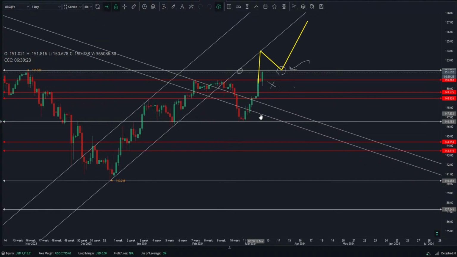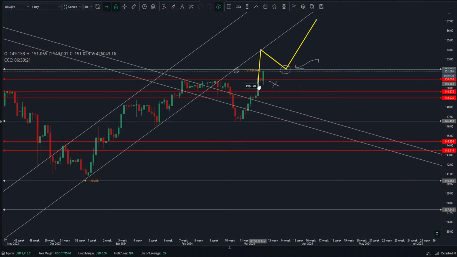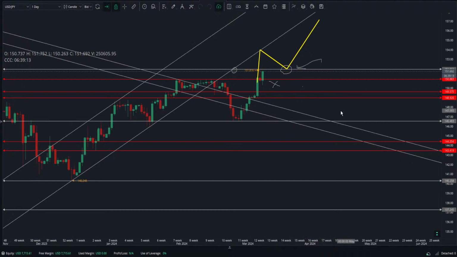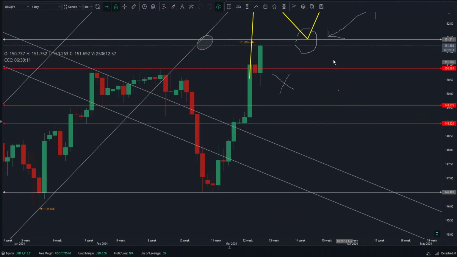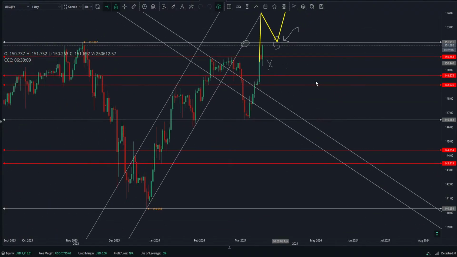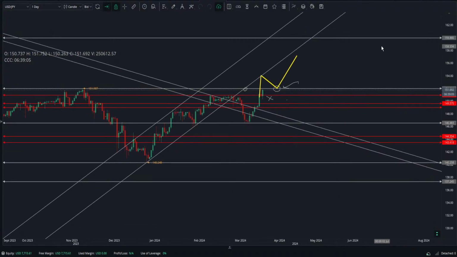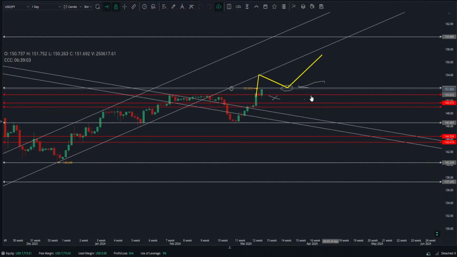USD JPY, the price went lower. There was a bearish engulfing at the resistance, but right now the price is again at 151.69, on the verge of breaking above 151.91, which is the resistance that we have made here. Anything above that will open up the way for higher levels, 159.88. So let's see how things unfold.